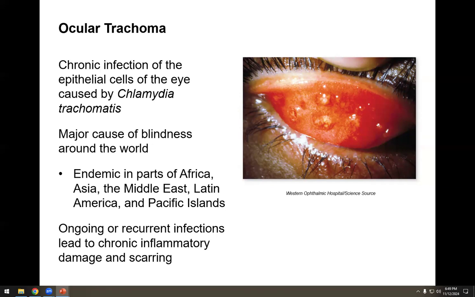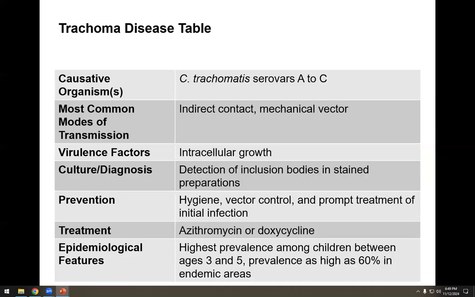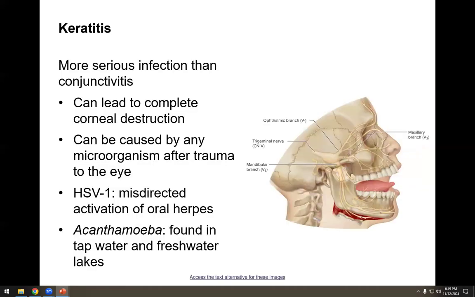So this gets transmitted to the eye. We see this mostly in third world countries where there's less hand washing and less sanitary conditions. You get inflammatory lesions on the underside of the eyelid that then rub on the cornea and scar it, which leads to blindness. It is treatable with antibiotics, but it is the most common infectious cause of blindness in the world. Funny to think about, when you've probably never heard of it. That just puts into perspective how little we think of developing countries.